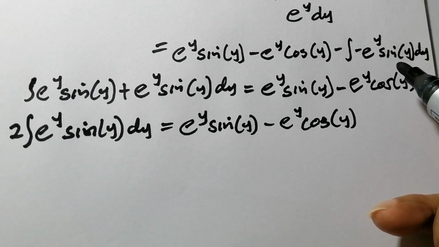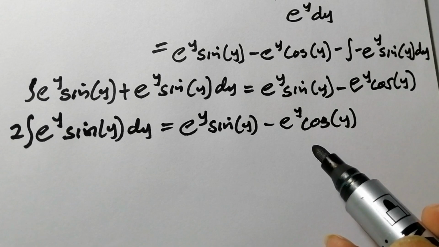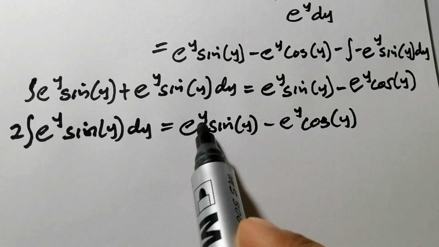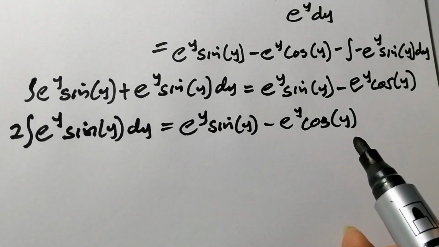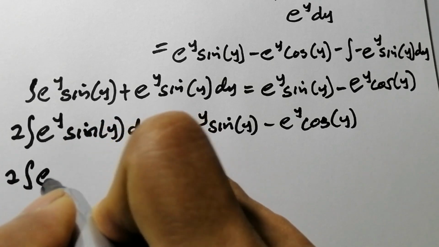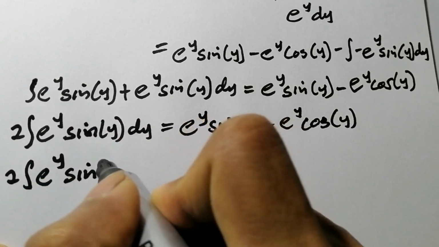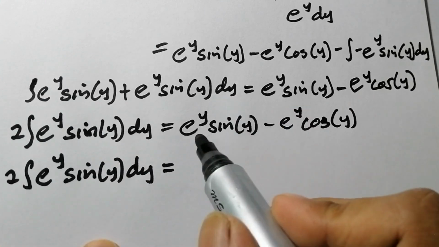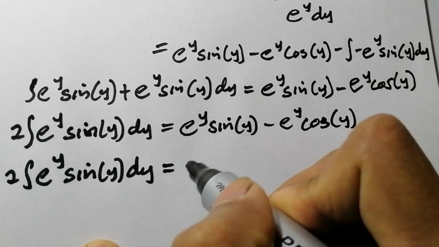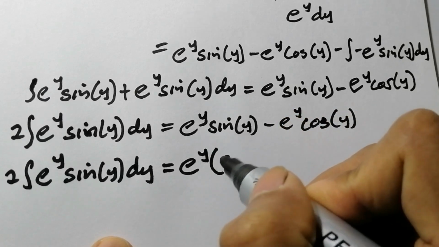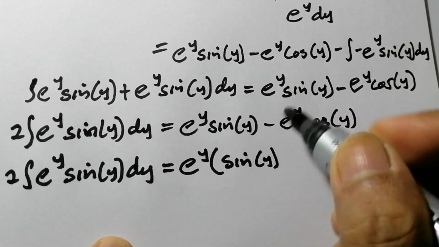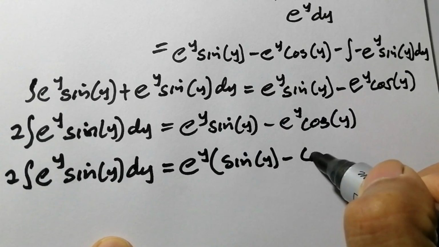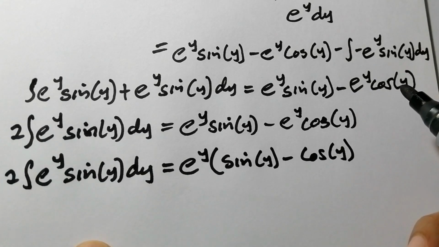Now in here we're going to factor out the common e raised to y. So 2 times the integral of e raised to y sine y dy is equal to e raised to y times the quantity sine y minus cosine y, plus c.